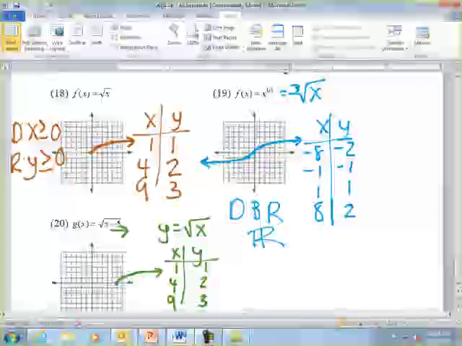Domain and range. Where does x begin? 5. Does it get bigger or smaller? Range. Where does y begin? Does it get bigger or smaller?